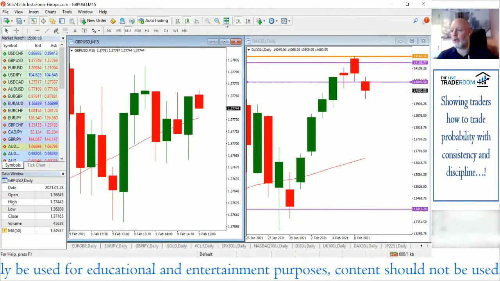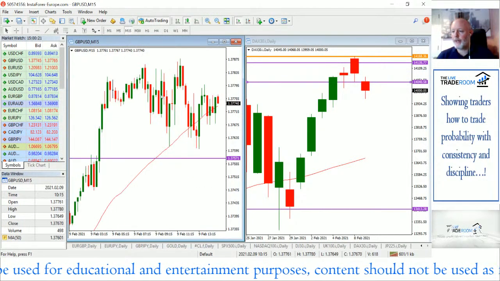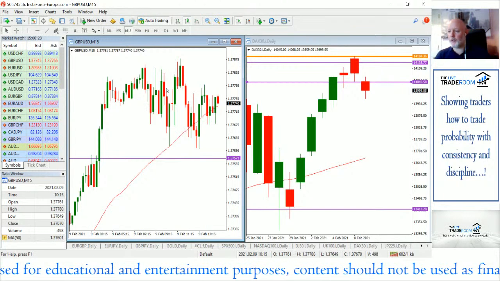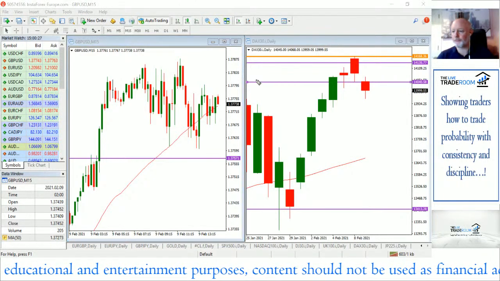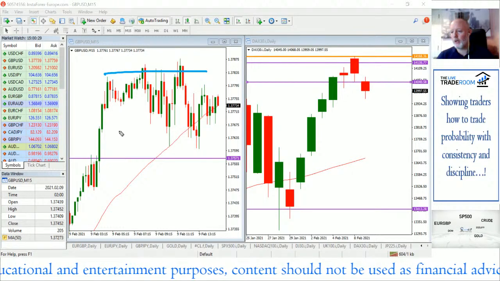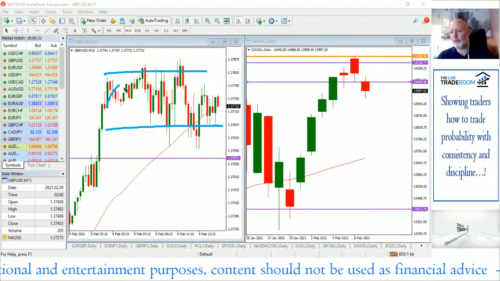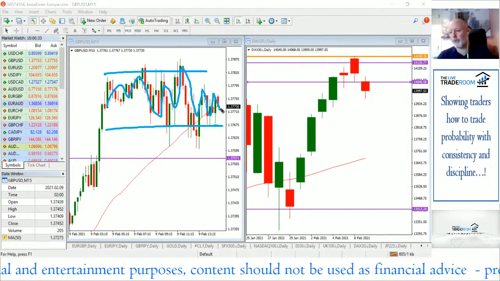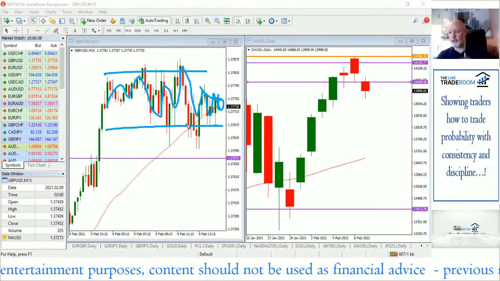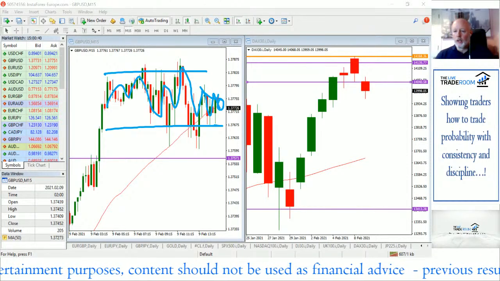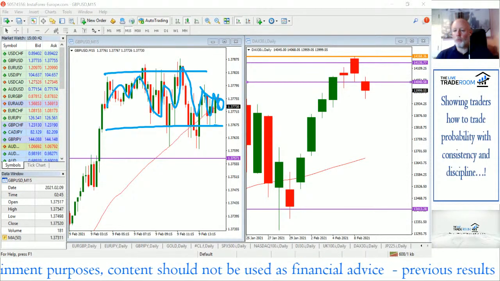So let's take a look at these and let's see what's been happening. And straight away there's quite a significant amount of congestion, isn't there? So we're congested within this area, just sitting up on screen, and we're smack bang in the middle of that congestion. So what does that mean?